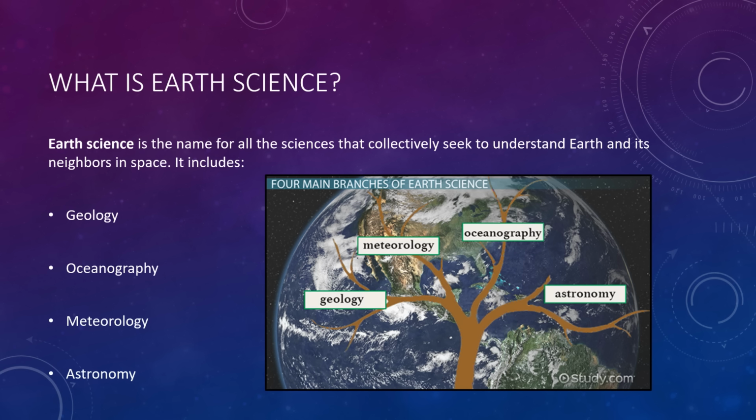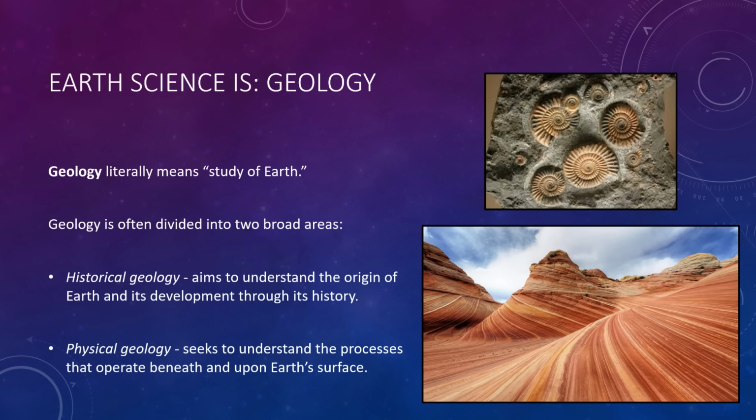So what exactly is Earth science? We need to start from somewhere. Well, Earth science is the name for all of the sciences that collectively seek to understand the Earth and its neighbors in space. So this, of course, will include things like geology, oceanography, and meteorology. But believe it or not, this also does include some astronomy as well, as we look beyond our own Earth. So let's break down each one.